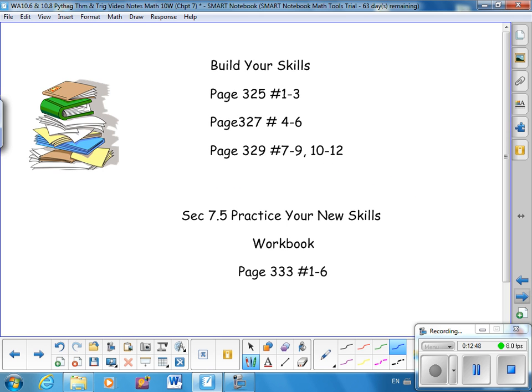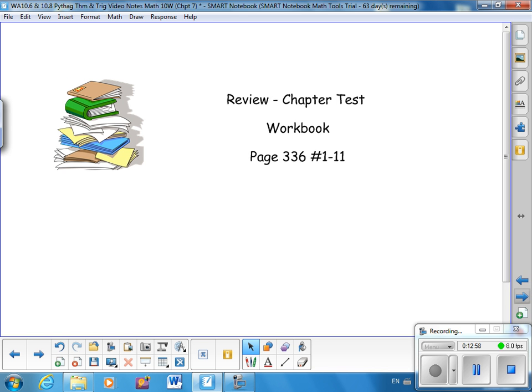Okay, so we are going to practice these new skills with Build Your Skills and Practice Your Skills in your workbook. When you think you're ready for the assessment, I need you to do the chapter test as a review. Make sure you can do all three trig functions, finding a side and finding an angle with the trig functions, as well as Pythagoras' theorem.